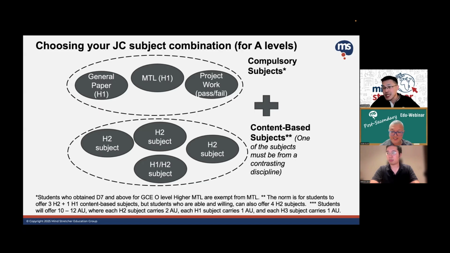So special papers is something that, after the end of J1, after you have done your promotional exams, if you have proven your proficiency in that particular subject, you can actually apply to do a H3. H3 is like an add-on, so it does not replace the H2 subject. So let's say, for example, you are doing H2 mathematics and you did very well for that in the promotional exams, then you may take as an add-on this H3 level subject.